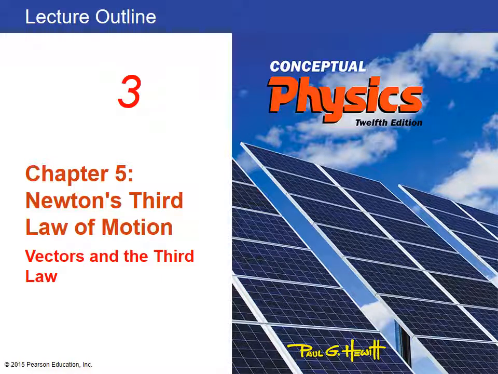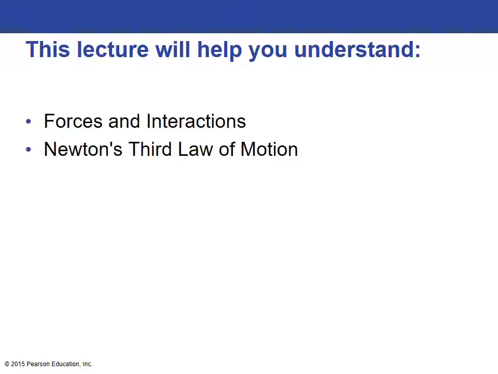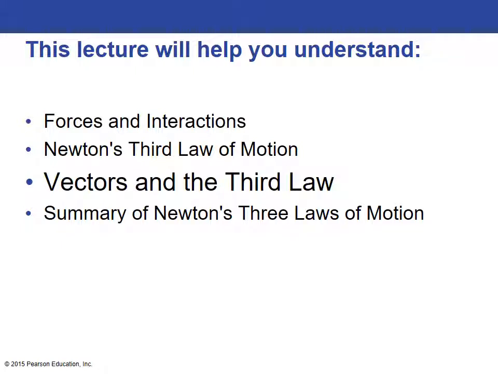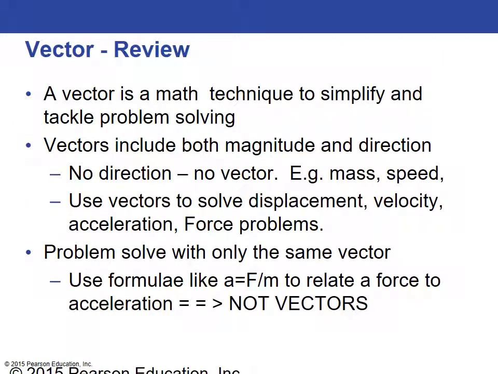This is the third section in Chapter 5, and it's a big old review on vectors. You have looked at forces, you've looked at Newton's third law, now we are going to look hard at vectors. We've talked around about them in earlier chapters, and we'll summarize it this time. The next lecture after this is a summary of Newton's three laws.